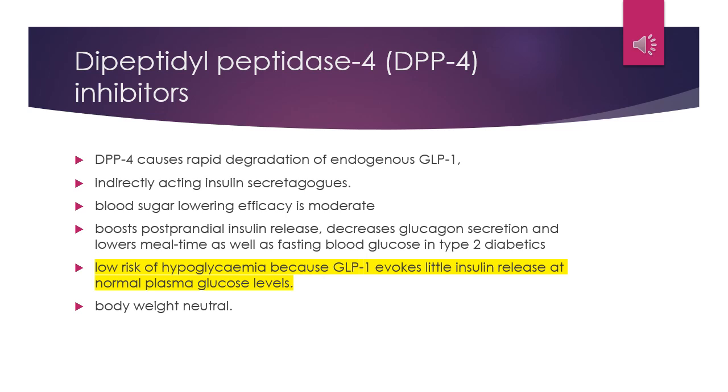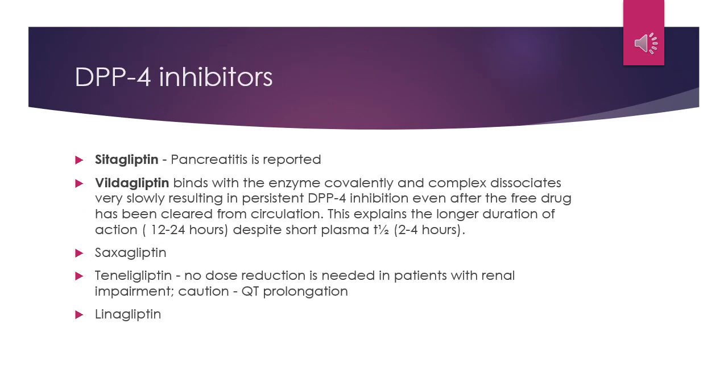They have low risk of hypoglycemia because GLP-1 evokes little insulin release at normal plasma glucose level. They are body weight neutral, whereas we have seen that GLP-1 receptor agonists reduce body weight up to 4 kg in diabetic patients. Examples of DPP-4 inhibitors are sitagliptin, vildagliptin, saxagliptin. Some cases of pancreatitis have been reported with sitagliptin, but it is rare.